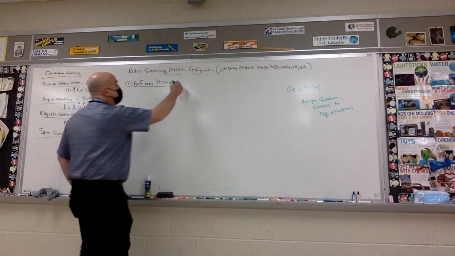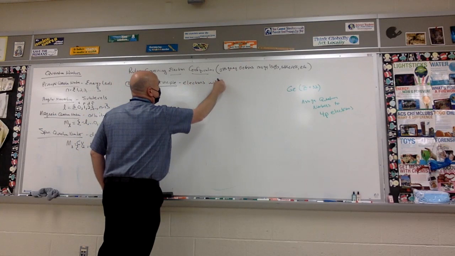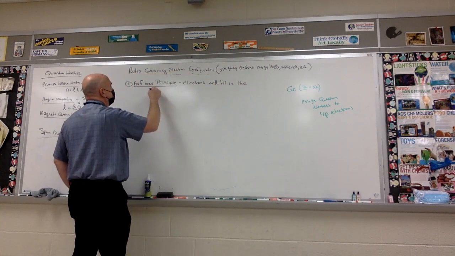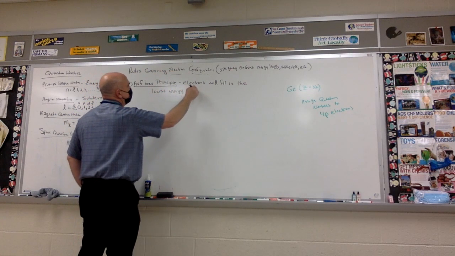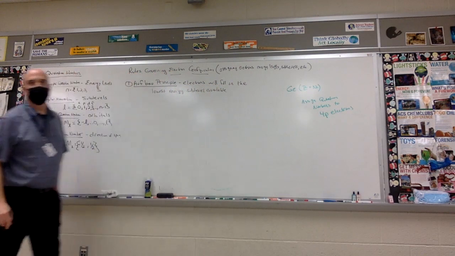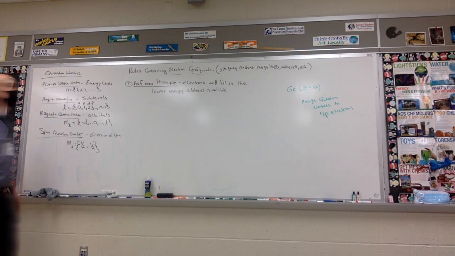So electrons fill in the lowest energy sublevel first. Okay. In other words, they're not just going to start filling in randomly. They're not just going to start jumping in 3p and then 2s and all that. They have to fill in from lowest energy to highest energy. That's all the Aufbau principle.